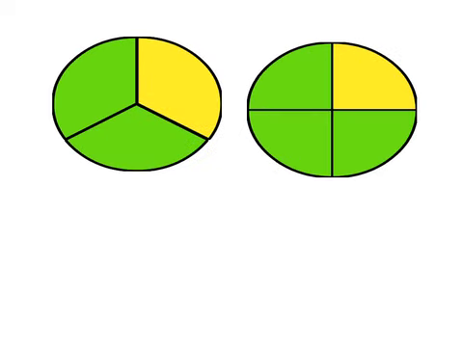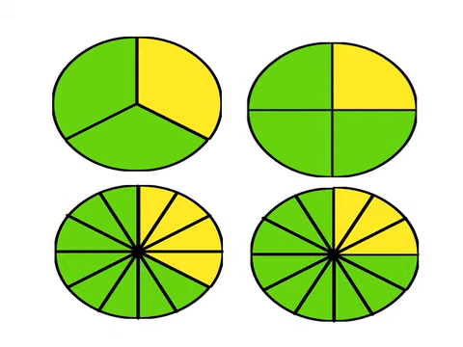Here's one circle divided into 3 pieces, and the yellow region is 1/3. The other circle is divided into 4 pieces, and the yellow region is 1/4. The picture shows pretty clearly that 1/3 is larger than 1/4. But if it wasn't clear, we could divide both circles into the same number of pieces, in this case 12, and now it's clear that 4/12 on the left is more 12s than the 3/12 on the right. So 4/12 is greater than 3/12, and therefore 1/3 is greater than 1/4.